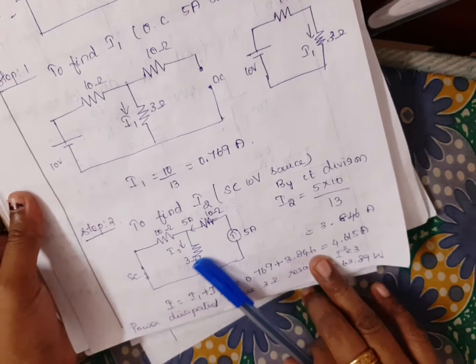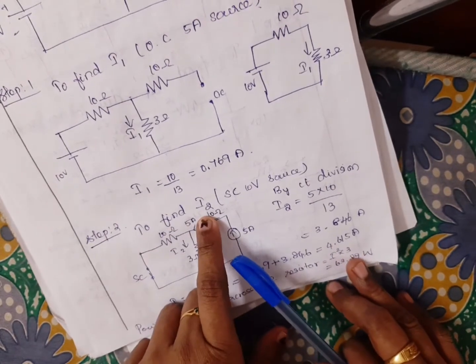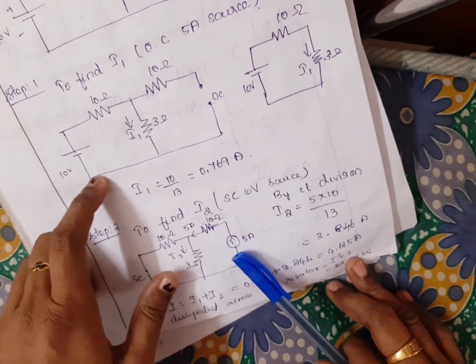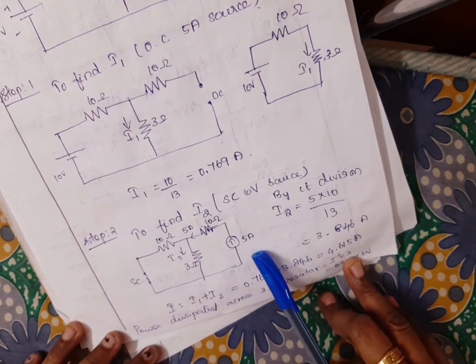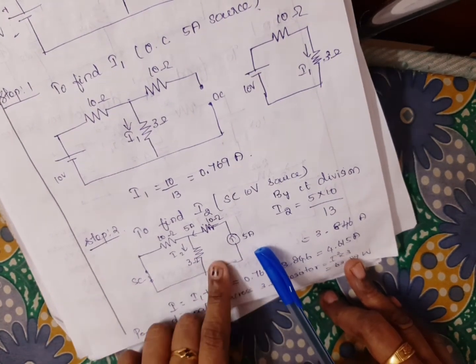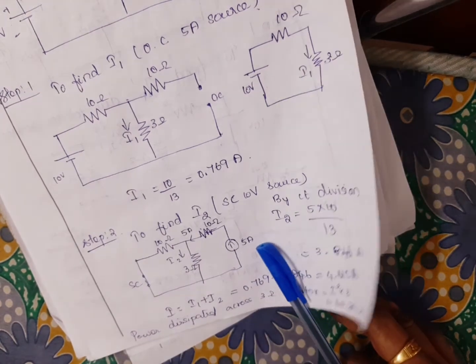Next, step 2. You want to find the current I2. So for that you short circuit this 10 volt source and keep this 5 ampere current source. Okay, so either you can apply the current division rule here, or you can apply the loop method also.